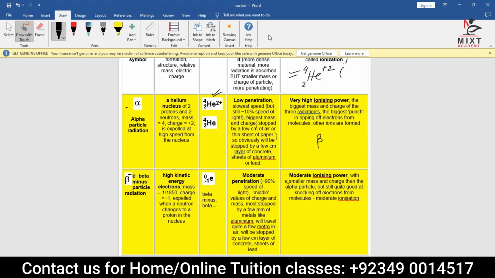Okay, I just started with the beta particles. The beta particle representation is this beta sign, which I just drew here. And now the next point is very important. Beta particles are fast moving electrons having negative charge. So they can also be shown like that, e along with negative 1 and 0.